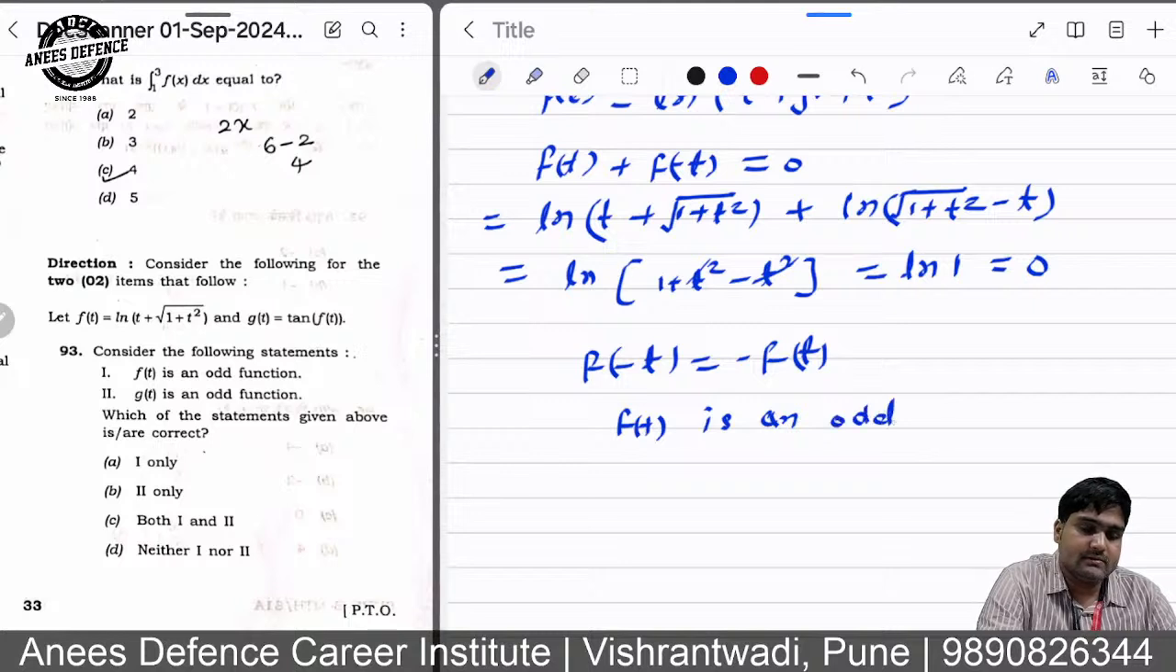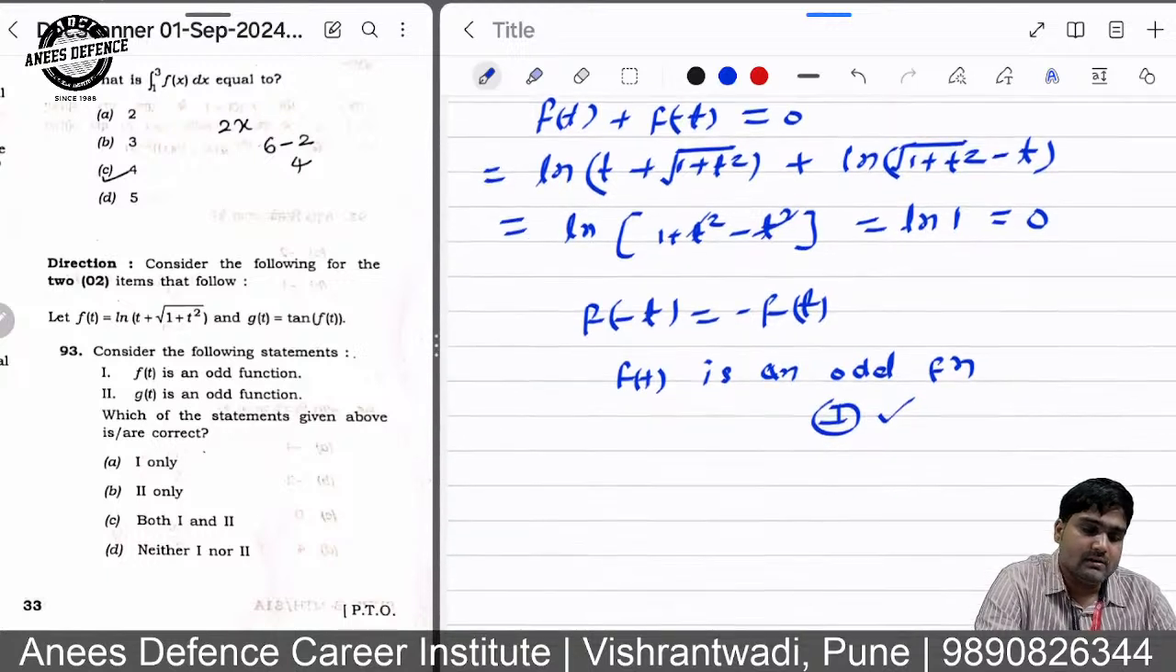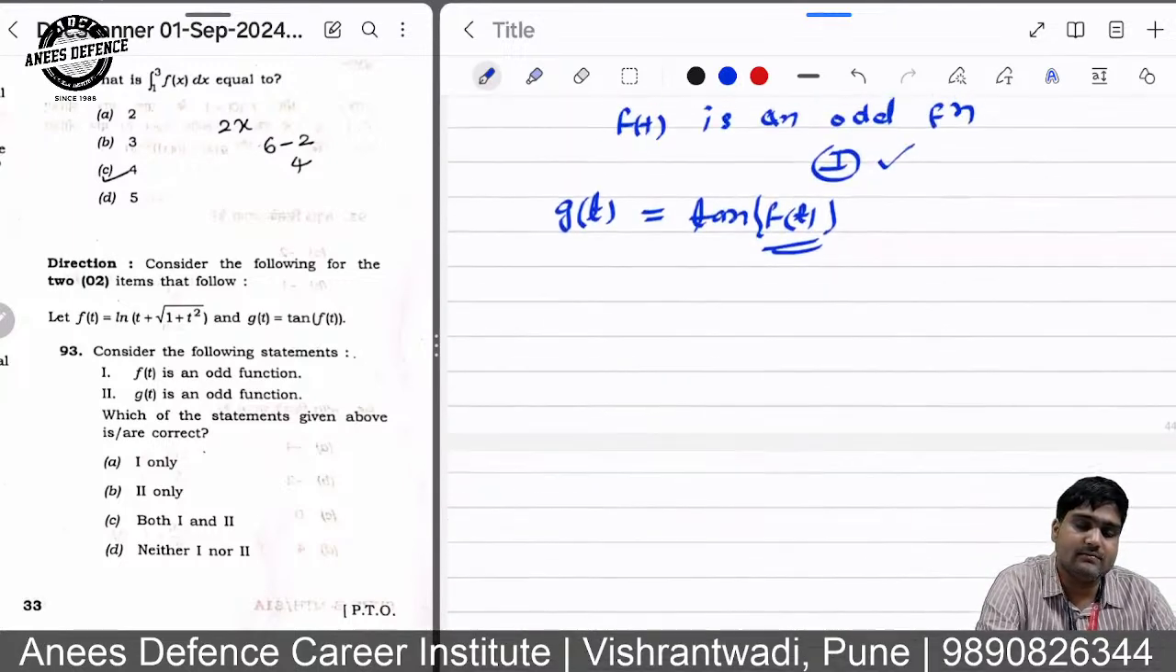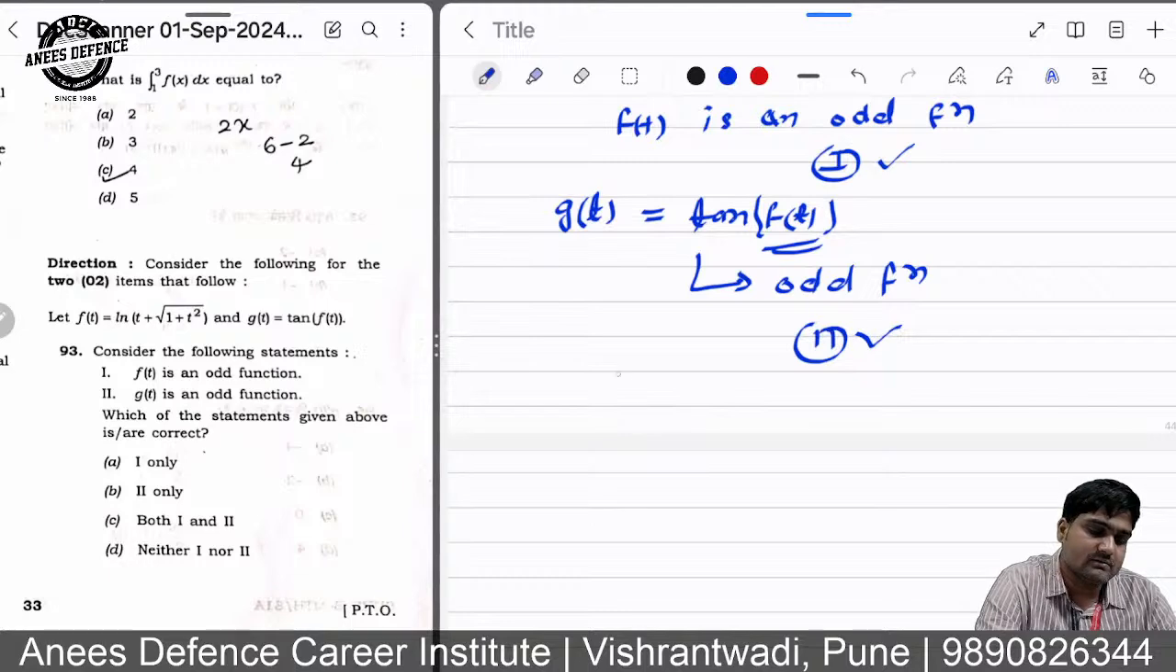So the first statement is correct. Now check the second statement, which is a composition of functions. f of t is odd, so it gives a negative result, and tan of minus theta is minus tan theta. Hence it also gives a negative result, an odd function. That means g of t is also an odd function. So both the statements are correct; statement 2 is also correct. So the correct answer for question number 93 is option C.